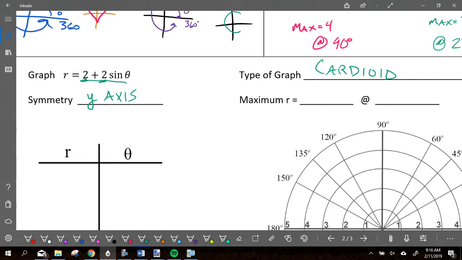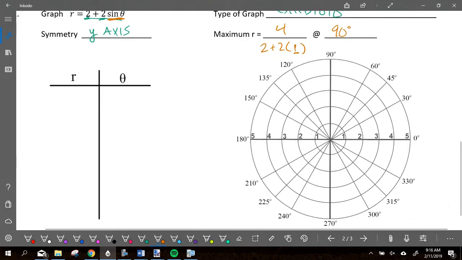Maximum. Gracie, what's my maximum value that I can get here? 4. She's answering the question 2 plus 2 times what? She would want that to be a 1, so the maximum is going to be a 4. Where is that going to happen? At 90 degrees, because she's trying to figure out when sine is going to be 1. That's at 90 degrees. And so we are going to put this on a graph now.